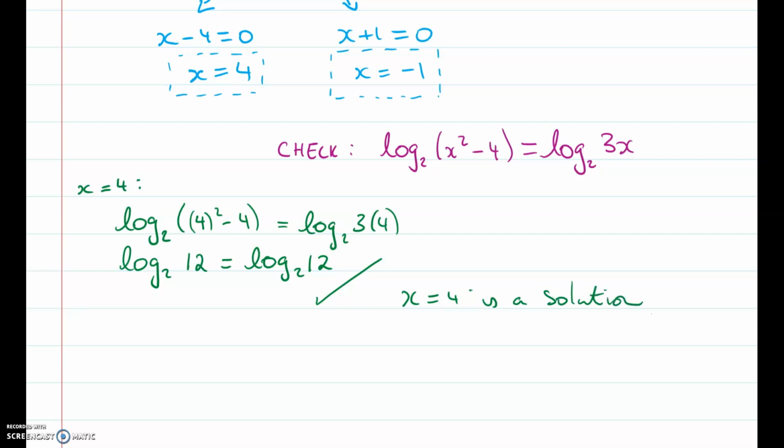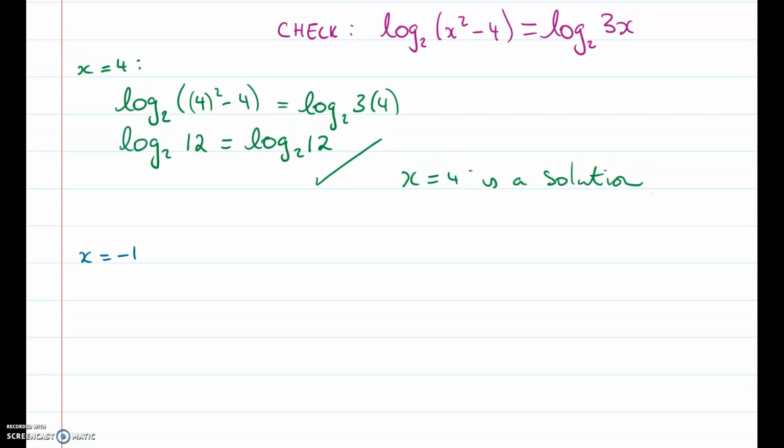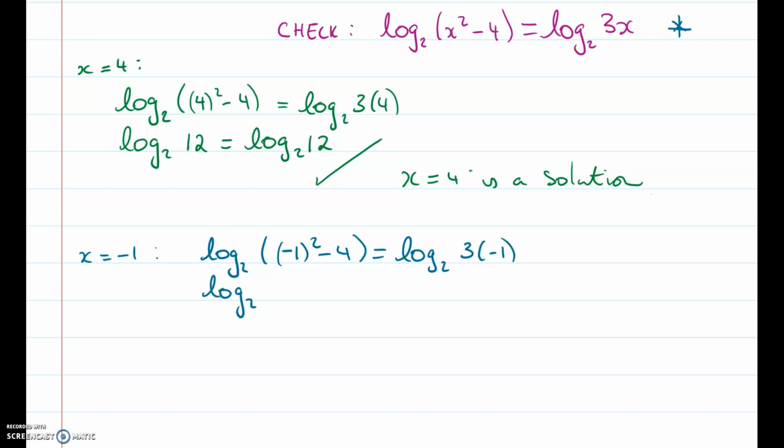Now the other answer we had was x equals negative 1, so let's try that one now. X equals negative 1, and this is the thing that we check. That was the original problem. So if we check that, we get the log to the base 2 of negative 1 squared minus 4 equals log to the base 2 of 3 times negative 1. Well, negative 1 squared is 1, 1 minus 4 is minus 3, equals log to the base 2 of 3 times minus 1, which is minus 3. So you've got the same thing on the left and on the right.